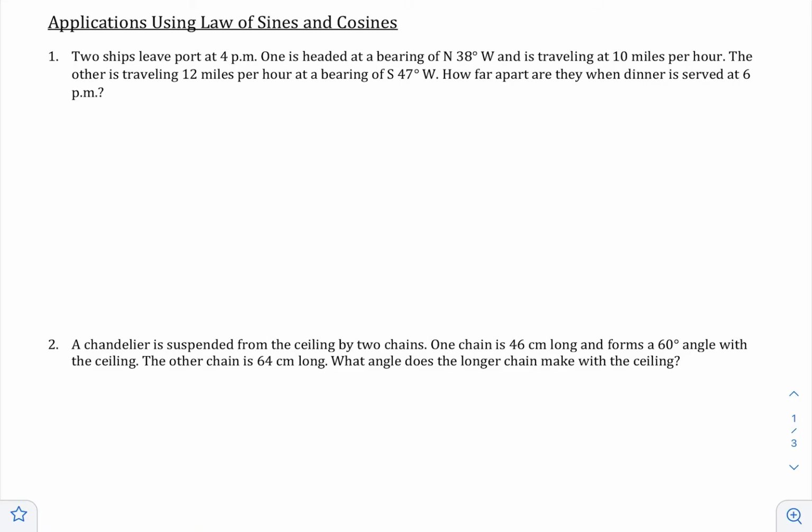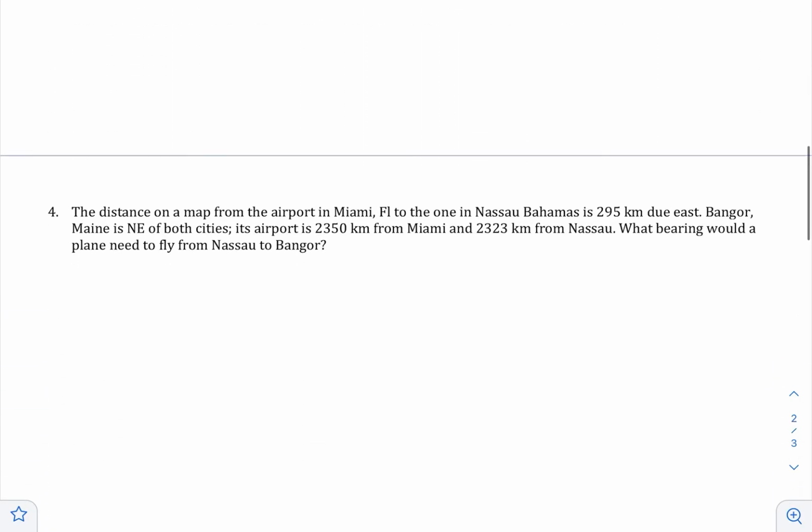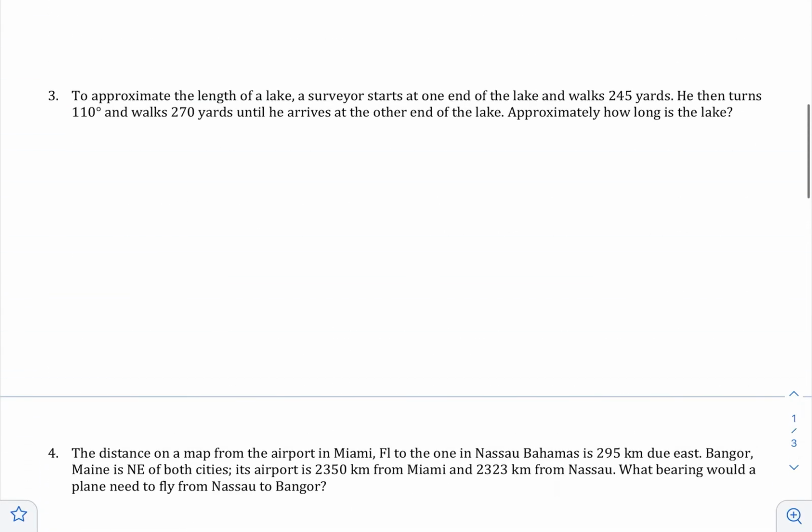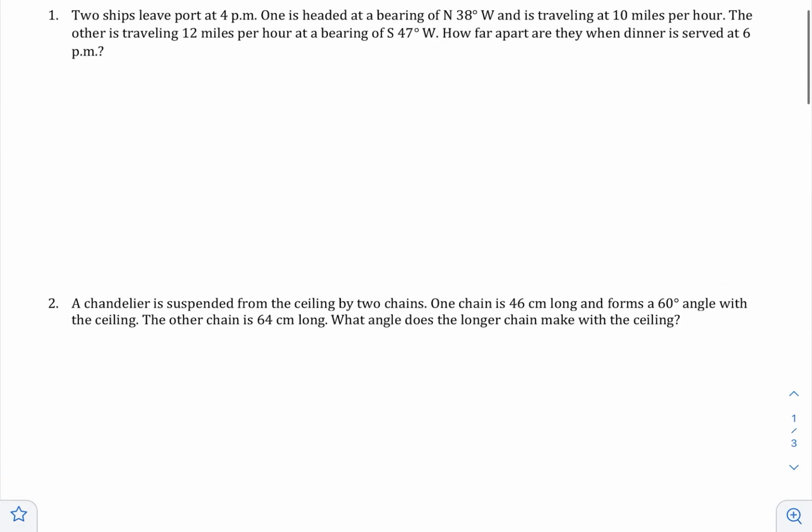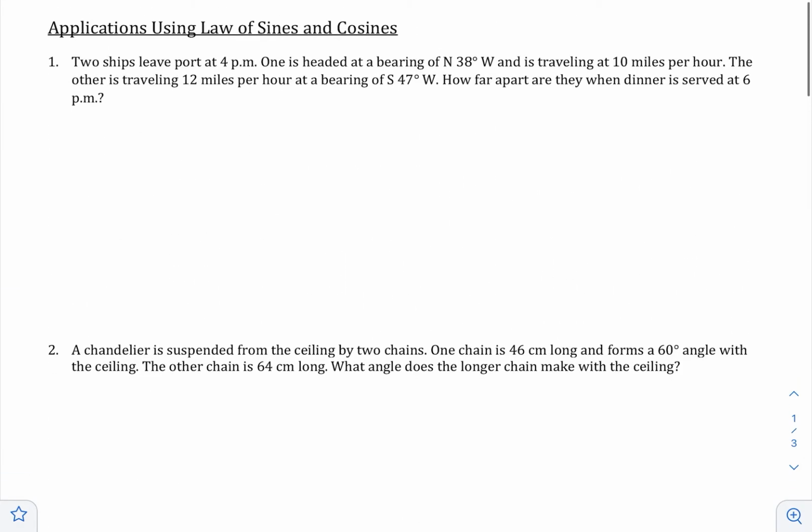Let me see how many examples I have. I have 5 different examples. So let's begin with number 1. 2 ships leave port at 4 p.m. One is headed at a bearing of northwest 38 degrees and is traveling at 10 miles per hour. The other is traveling 12 miles per hour at a bearing of southwest 47 degrees. How far apart are they when dinner is served at 6 p.m.?